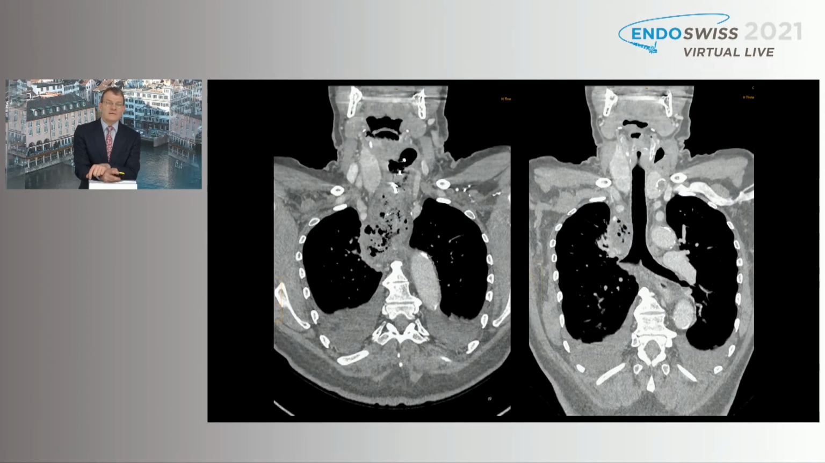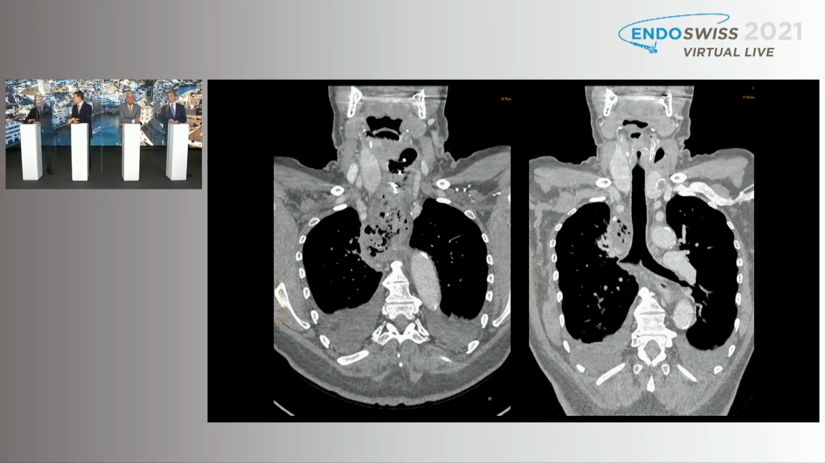Here in the CT, on the left side, you see the diverticulum up, and there is a huge mediastinal abscess crossing to the contralateral side. So what did we do in such a situation? We first called our surgeon, Paul, to assess with us together the situation.